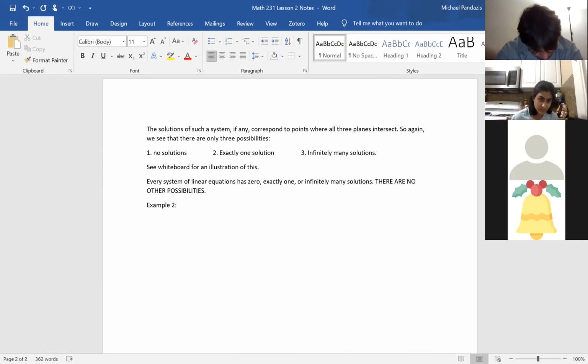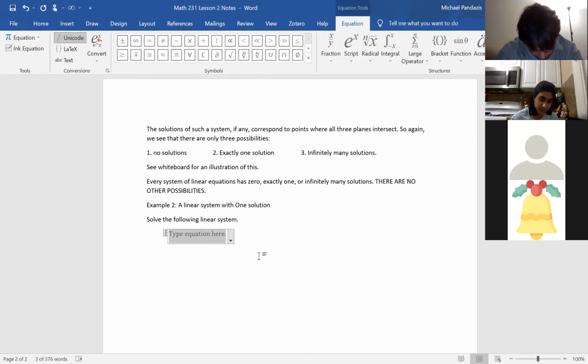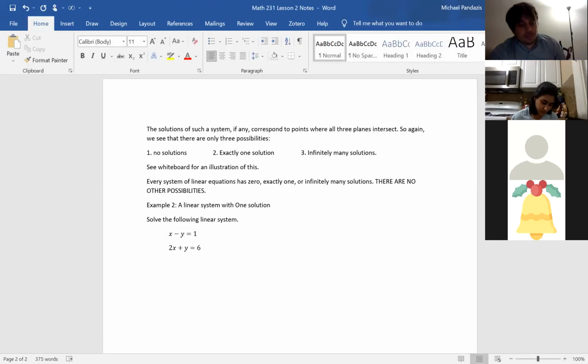Example 2, a linear system with one solution. Okay, so let's say the example is solve the following linear system. So that linear system, let's say, is x minus y is equal to 1, and 2x plus y is equal to 6. Okay, solution.